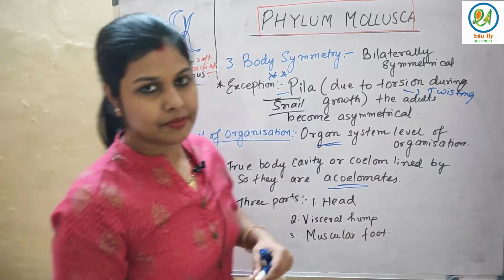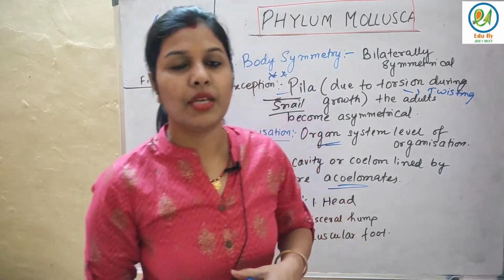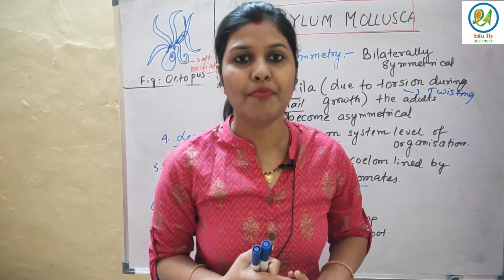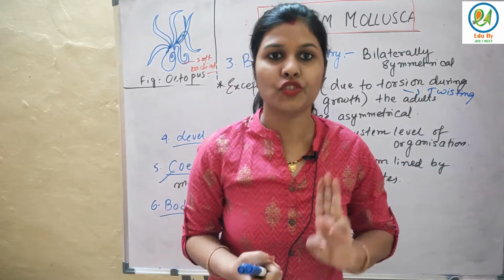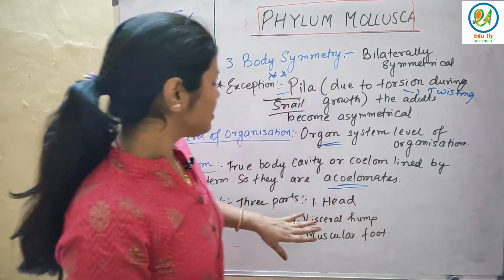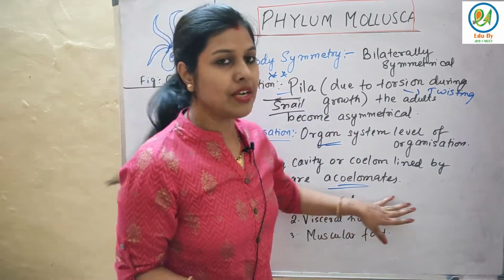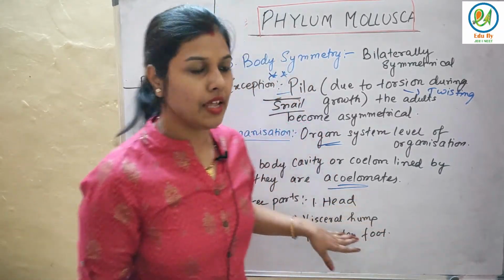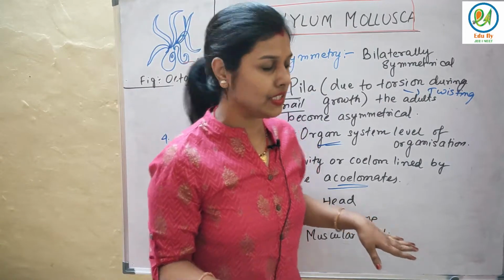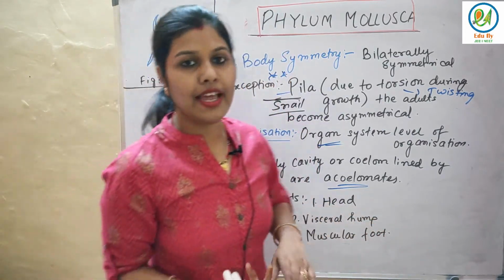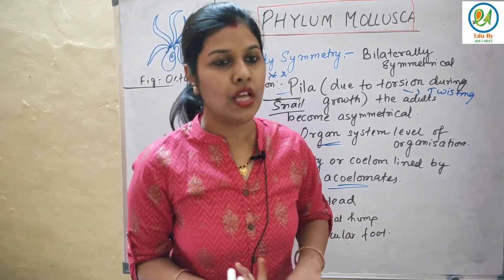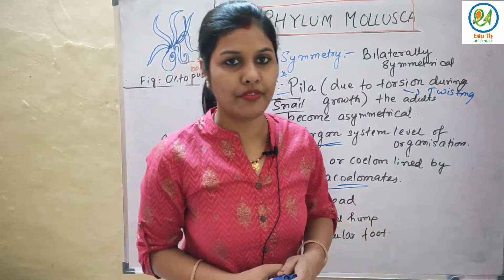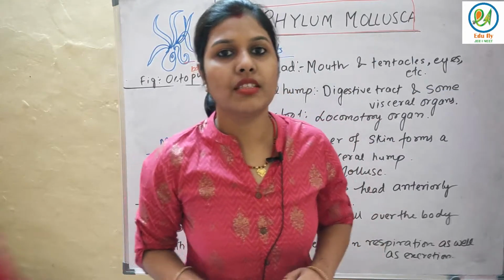Next is body parts. Their body is divided into three parts: head, visceral hump and muscular foot. These three parts are there, and I'll give you the details. What are the parts present in head, visceral hump and muscular foot, and what are their functions? I'll discuss in detail. Fine. So now we'll discuss the body parts.